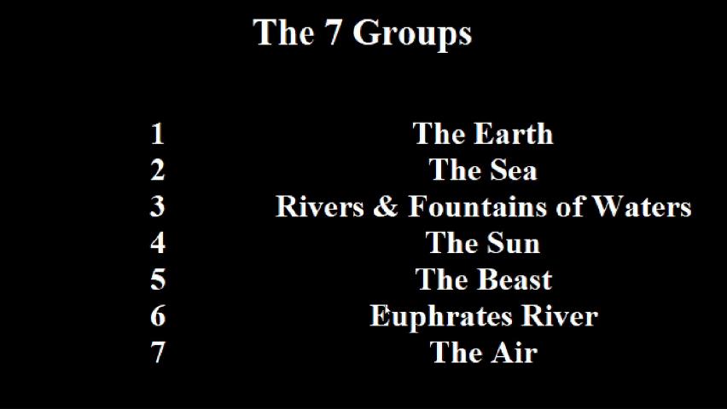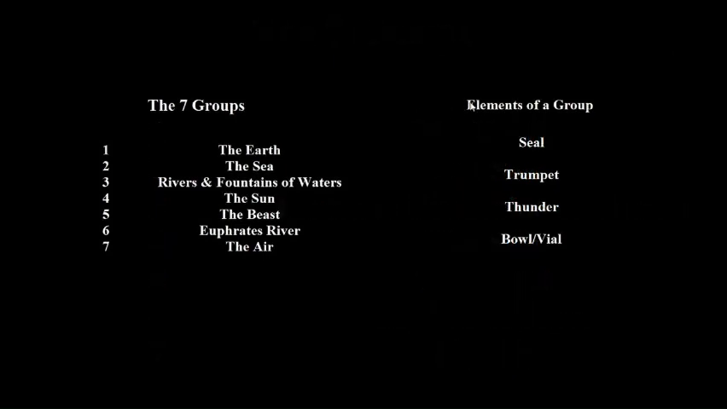Now each one of these groups has 4 elements. So over here we have the elements of a group. There's 4 elements to make up a group. The first element is the seal, the second element is the trumpet, the third one is the thunder, and the fourth one is the bowl or vial. All these together create one group.